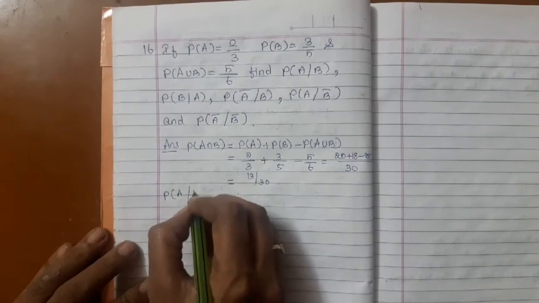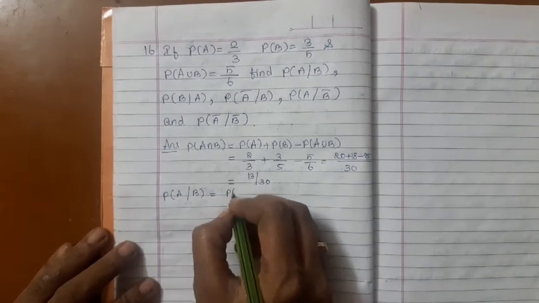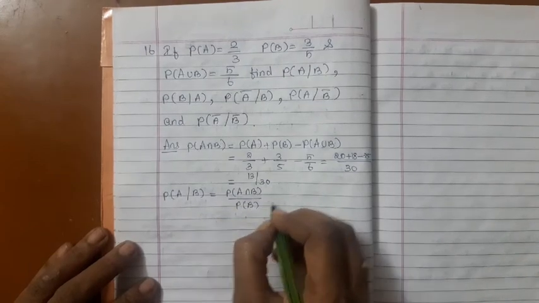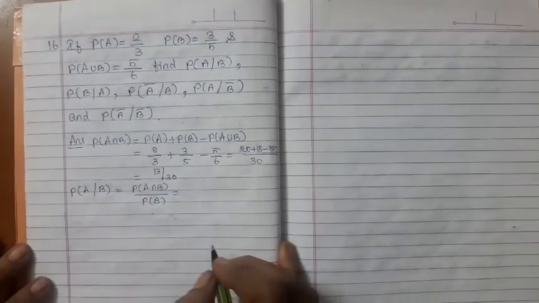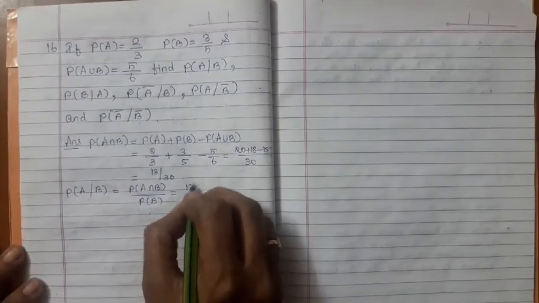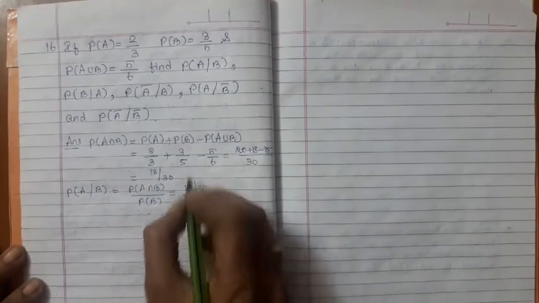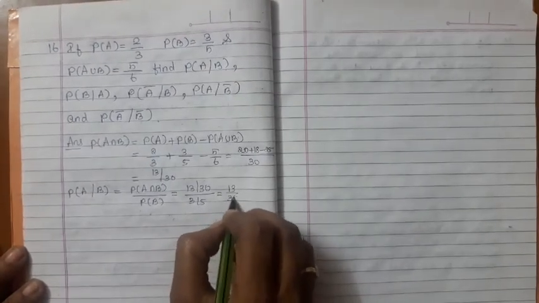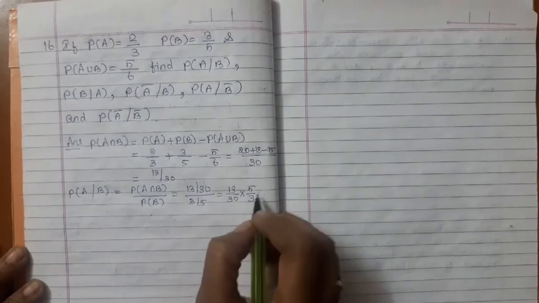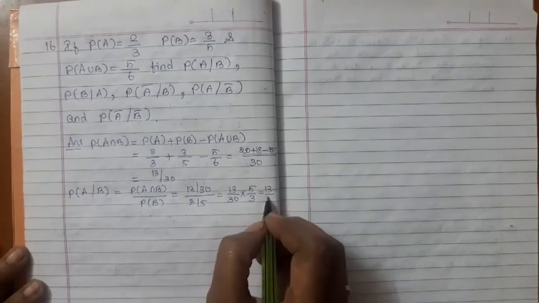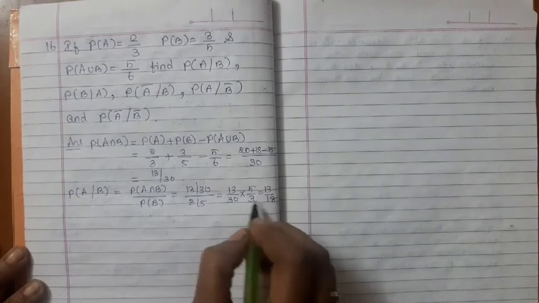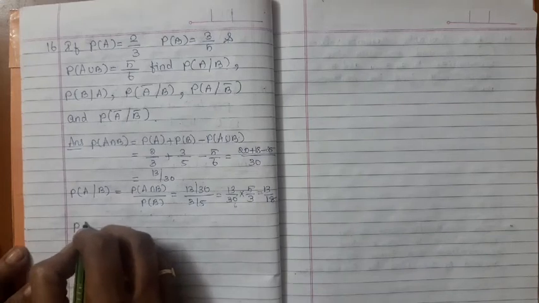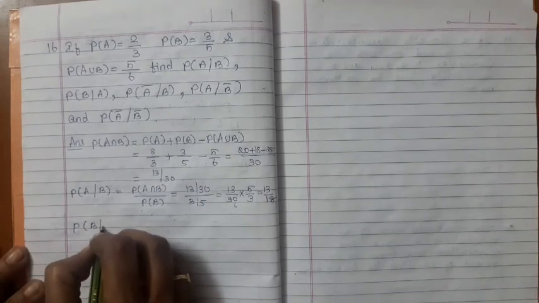Let us come to the first question. What is probability of A given B? It is probability of A intersection B divided by probability of B. Okay. Probability of A intersection B is 13 by 30. Probability of B is given as 3 by 5. So you have 13 by 30 into 5 by 3. So 13 by 18 is the answer. Okay. 5 6 are 30. You get 18.